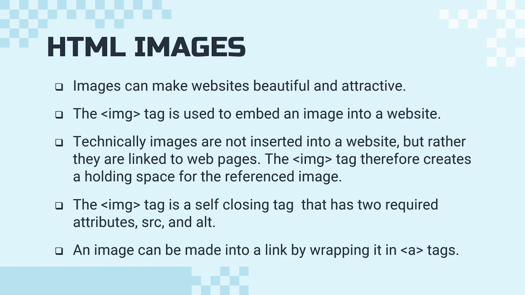The image tag therefore creates a holding space for the referenced images. As I said, the image tag is a self-closing tag that has two required attributes, which are src, which specifies the path or the URL to the image, and the alt attribute, which provides an alternative text for an image in case it does not appear. Sometimes there may be a broken link or something wrong with the server and the image may not appear. Alternative text is important to give the user information on what the image was or what the image represented.